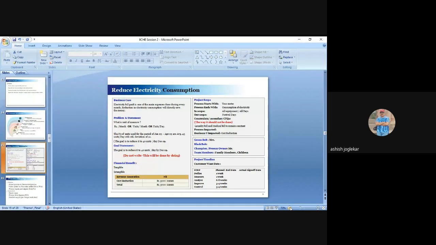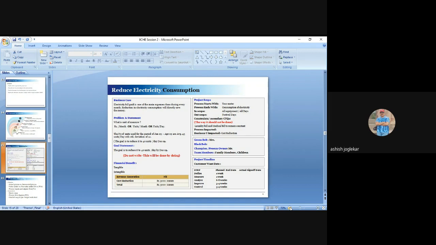Reduce electricity consumption is the project given by a head or a champion. So we can say here, the business case explains why you need to do the project. The electricity bill paid is one of the main expenses every month. Reduction in the electricity consumption will directly save money. Clear cut. I am having an electricity bill of 2,000 rupees per month, which I think is quite high. So I urge my team members, I'm doing a project at home, so I urge my family members, children, to help me in saving by reducing the electricity bill. How the reduced bill will save in my monthly expenses.